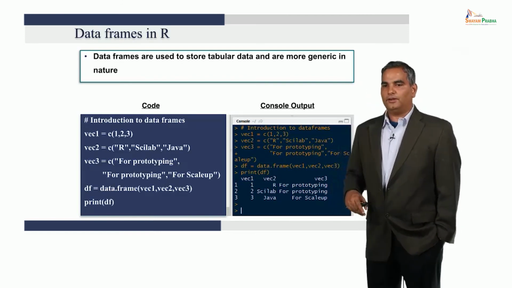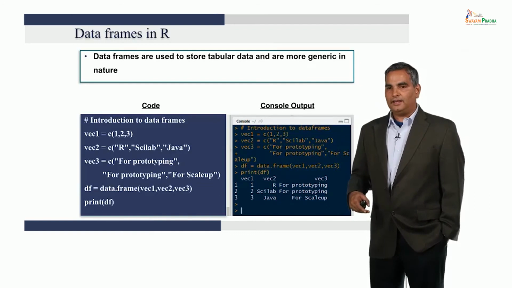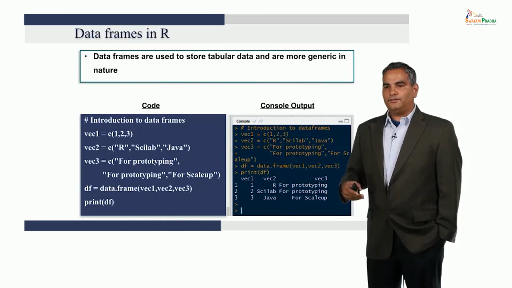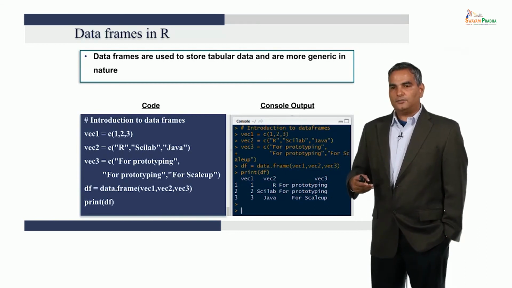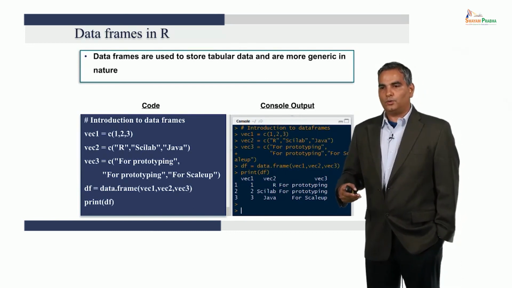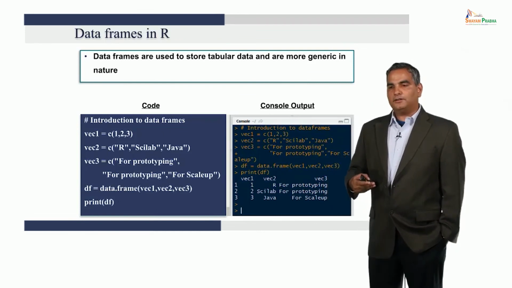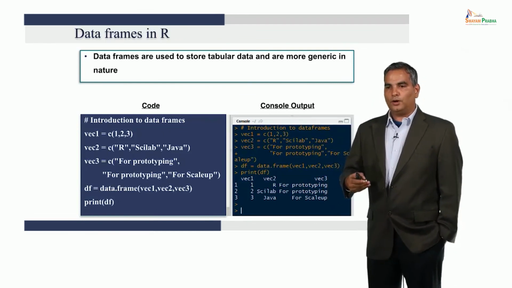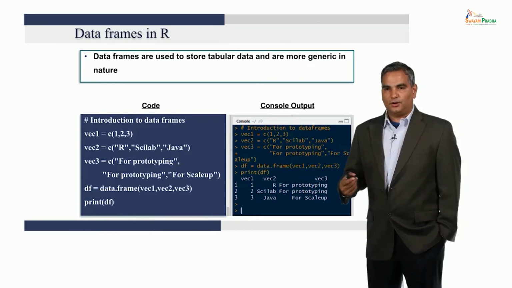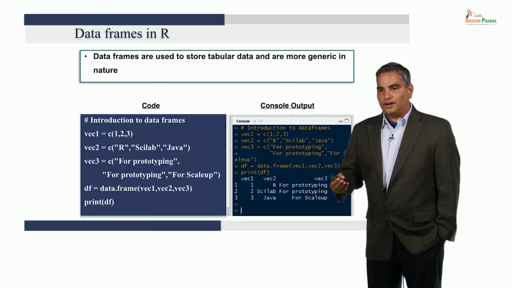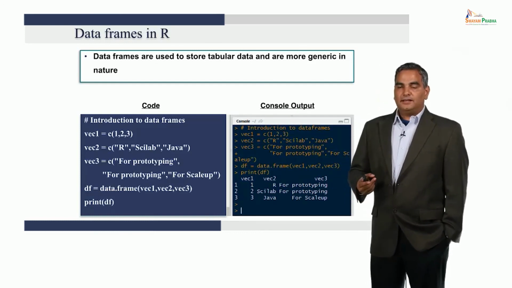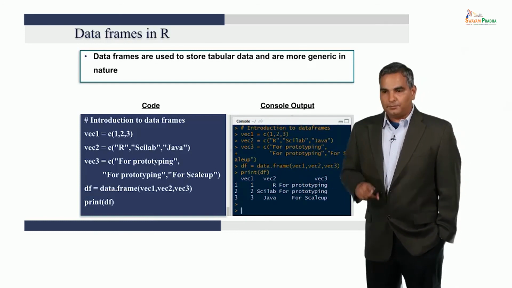So here we have the first data frame that we are defining. In this case, we are defining 3 different columns. Notice that each of the column size is the same. Each column has only 3 elements, but you would see the first column is an integer column. So you have 1, 2, 3. These are the 3 integers which belong to the first column. The second column is string, which is R, Scilab, Java. Basically the size is 3, but the type is different.